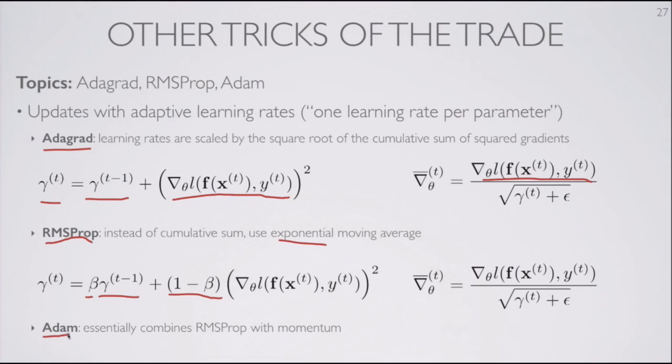And then there's Adam, which is essentially a combination of RMSprop with momentum, which is more involved, and I won't have time to describe it here, but that's another method that's often implemented in these different software packages and that people seem to use with a lot of success.